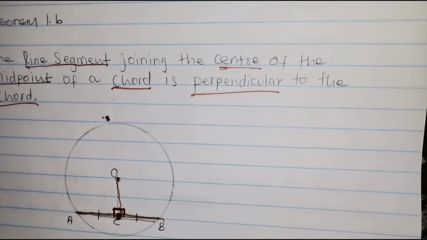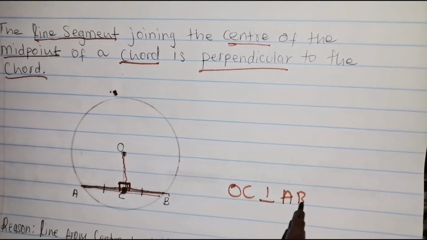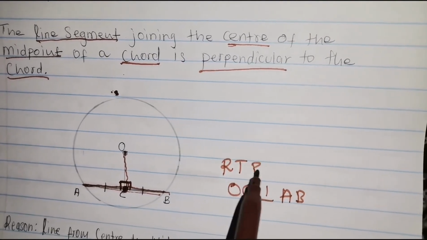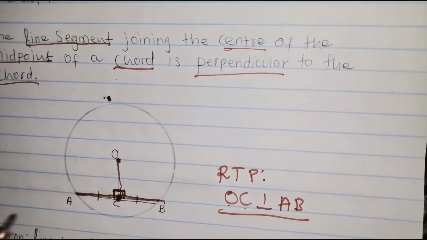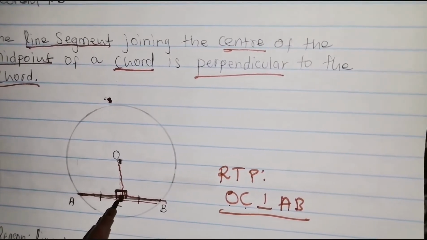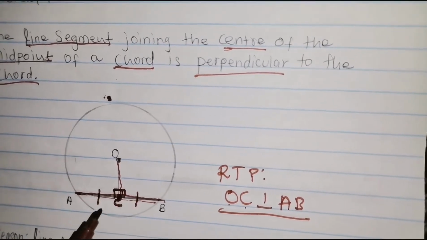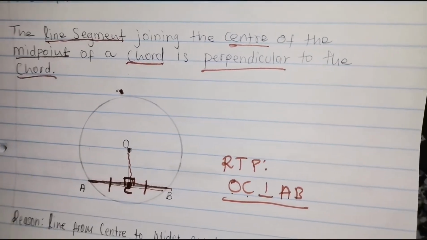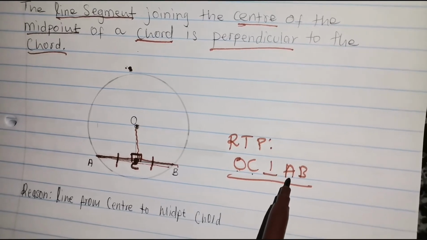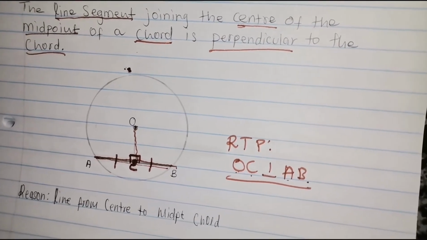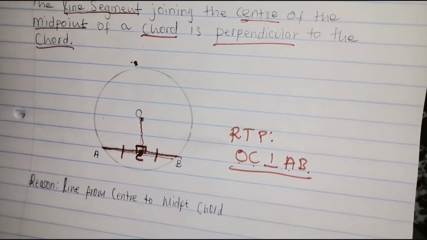So you need to prove that indeed OC is perpendicular to AB. This is required to prove, when we have a midpoint C. If we have a midpoint, that means AC is equal to CB. That is the rule of midpoint, by the way. So you are going to prove OC is perpendicular to AB. In this case, you do not need to prove congruency because you have already proven it.